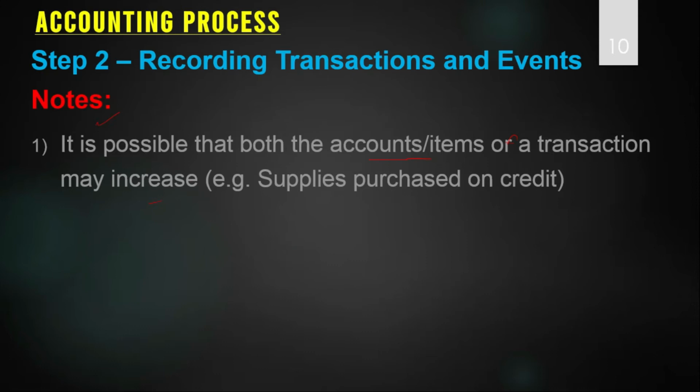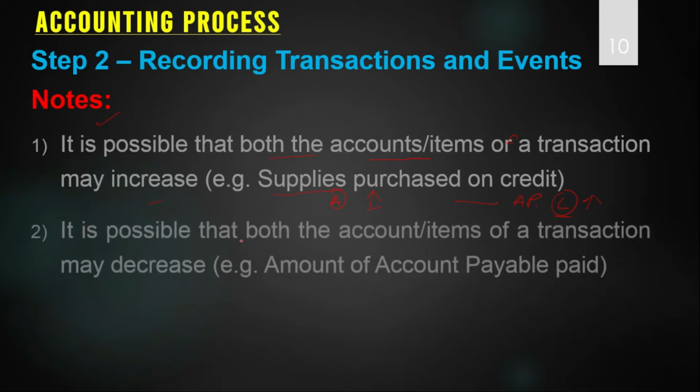Increase or decrease is not certain; in all the cases the two items may increase or decrease. So both the items may increase or both the items may decrease. For example, supplies purchased on credit. In this case, your supply is increasing, supply is an asset, and you are purchasing on credit. So your accounts payable is a liability. Your supply is increasing and your liability is increasing. Both are increasing. This is an example.